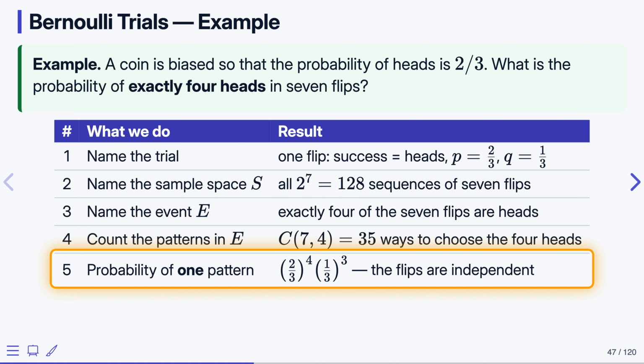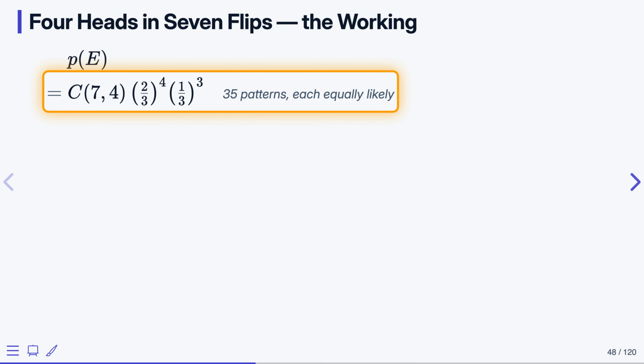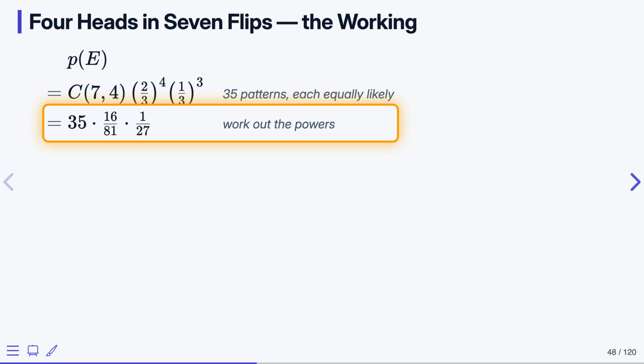We want P of E. There are 35 patterns, and each one has the same probability, so we multiply the count by that probability. Now work out the powers. 2/3 to the 4th is 16 over 81. 1/3 cubed is 1 over 27.